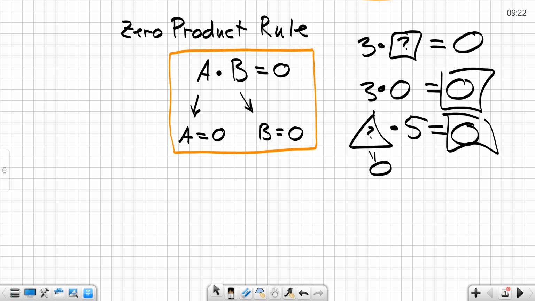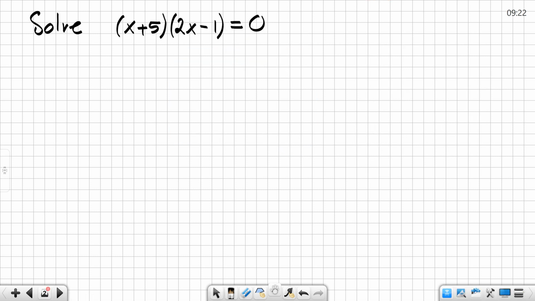So let's go ahead and use this. Let's solve our first equation. Now the first equation is going to be fairly simple because it is already in what we call the factored form. I have x plus 5 multiplied by 2x minus 1, and the product is supposed to be equal to 0. So, what are we going to do? Well, I'm going to take my first factor, x plus 5, and I set this one equal to 0. And I take my second factor, the 2x minus 1, and I set this as well equal to 0.